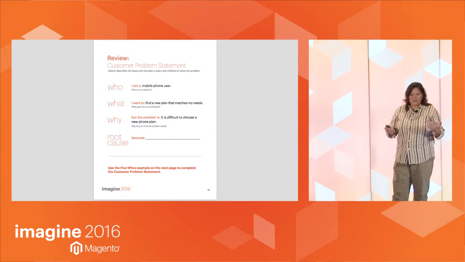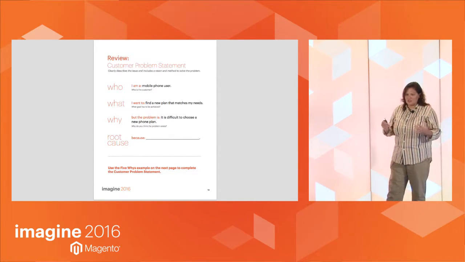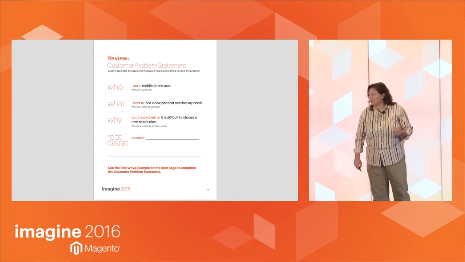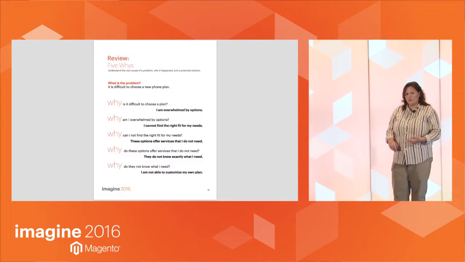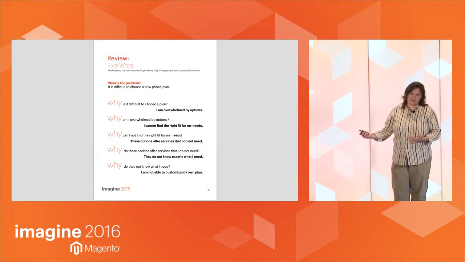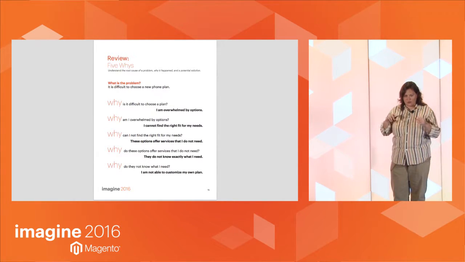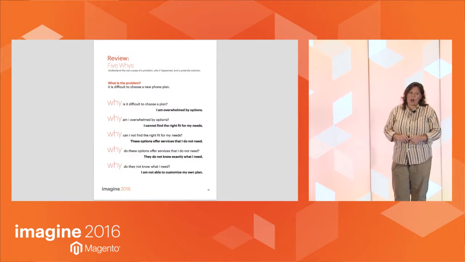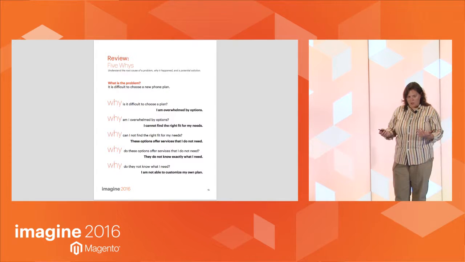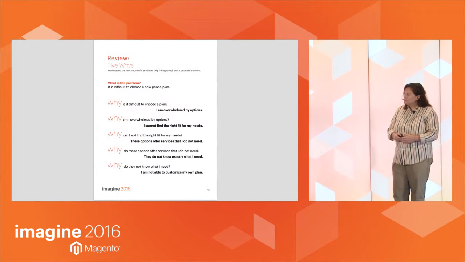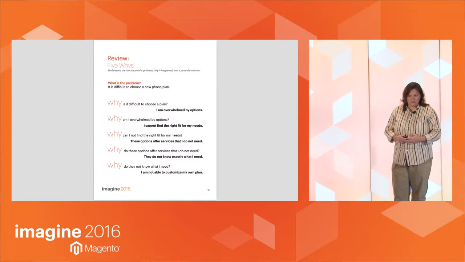Why does this problem exist? Well, it's just difficult to choose a new phone plan. And what is the root cause? Well, we have this other exercise that really helps us get to that root cause. It's called the 5 whys. So first you start with the problem. What is the problem? It's difficult to choose a new phone plan.